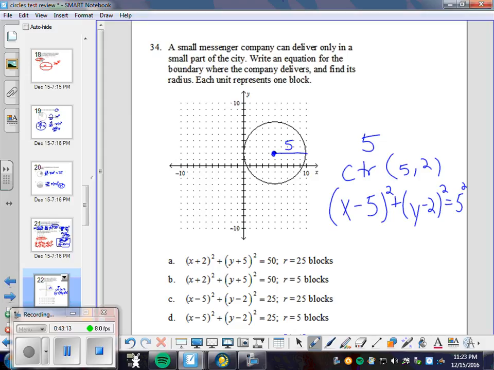My radius is 5. Okay, so this is the correct answer. Does everybody see that? X minus 5, y minus 2, 5 squared is 25, but my radius was the 5 because this is R squared. So 5 is your R.